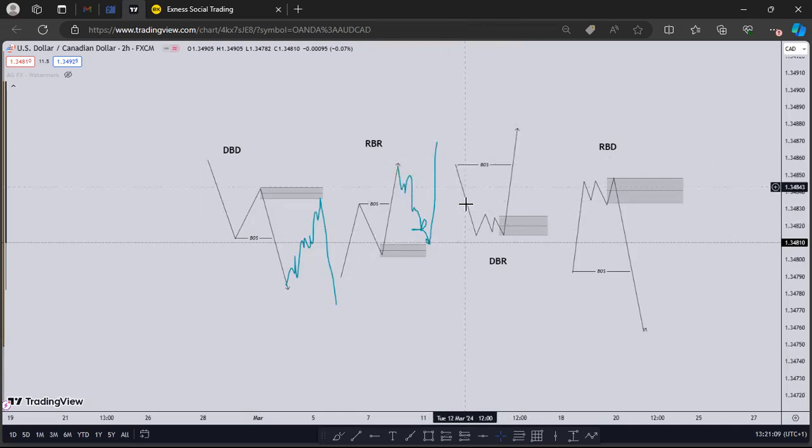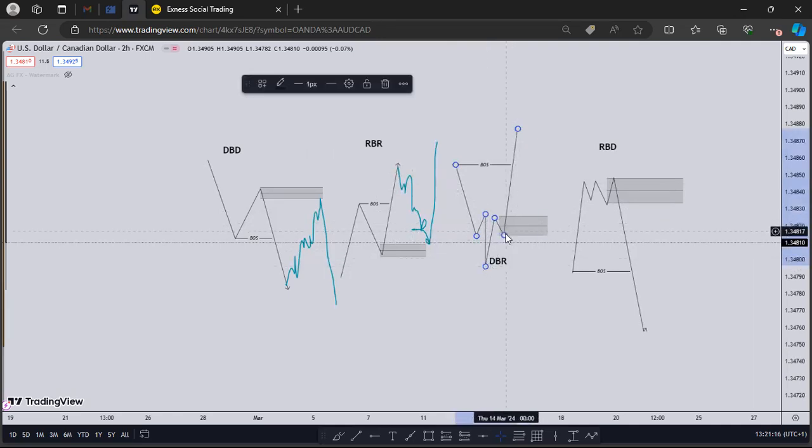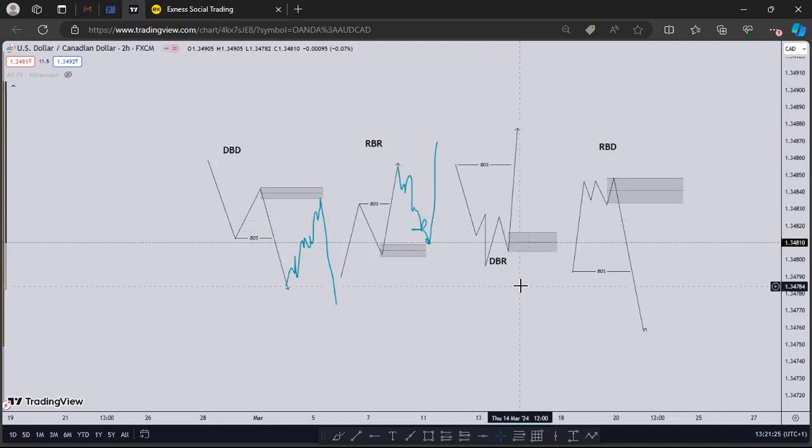The market is going all the way to the downside, making a series of lower lows, lower highs, lower lows, lower highs. Let me do something like this. Making a series of lower low, lower high, lower low, lower high. And all of a sudden, the market pushed all the way to the upside, breaking a structure. This is counter-trend trading.